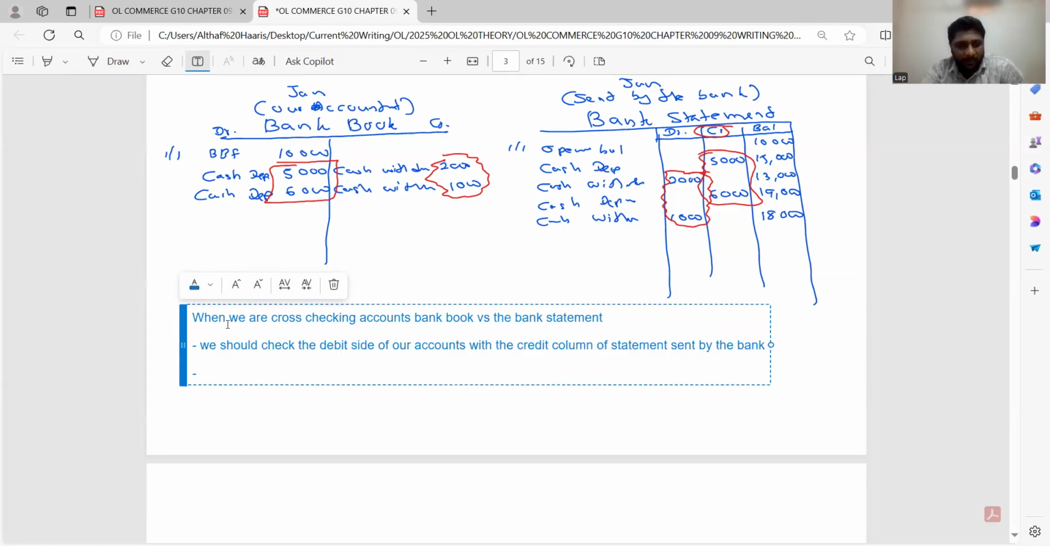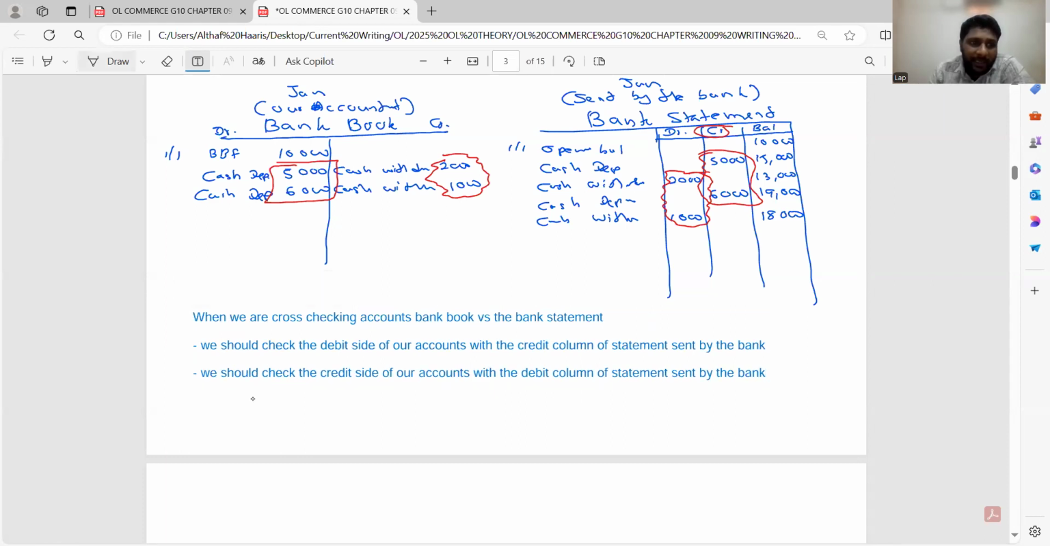And tell me the next one, people. We should check the credit side of our accounts with the, tell me, people, debit column or credit column of the statement sent by the bank? Look at which column. You have to check the debit column of the statement sent by the bank. So this is the learning, people, that I wanted to give you.